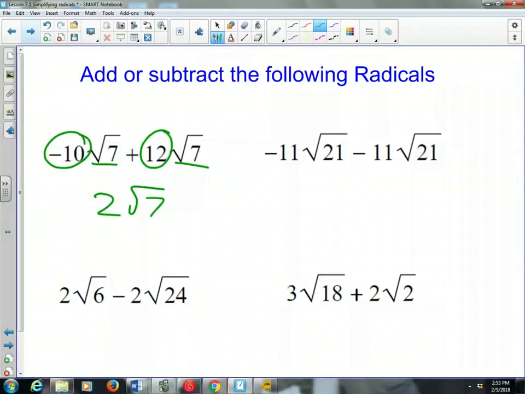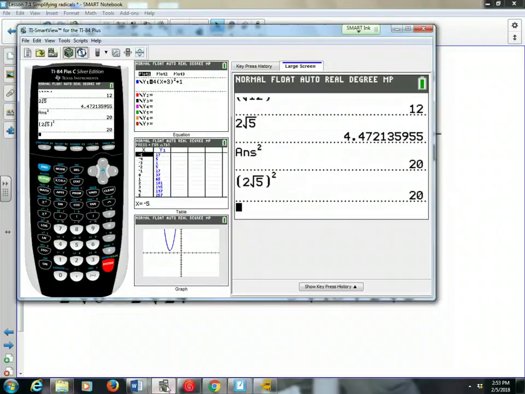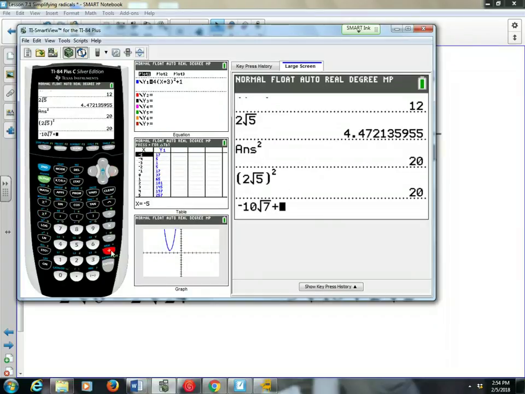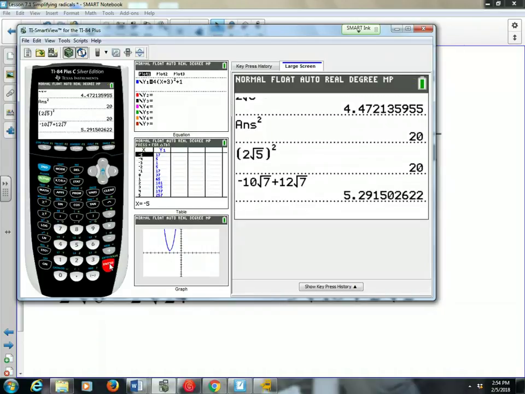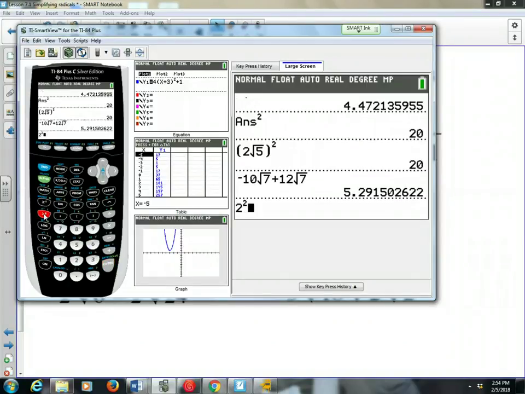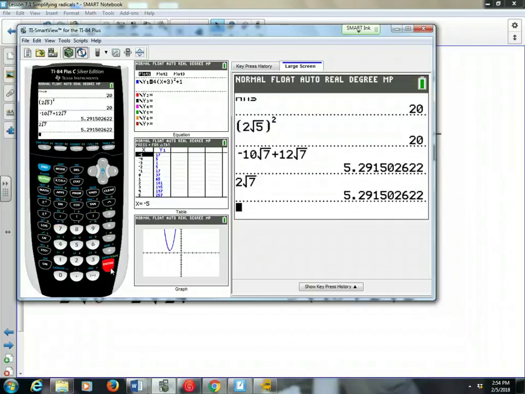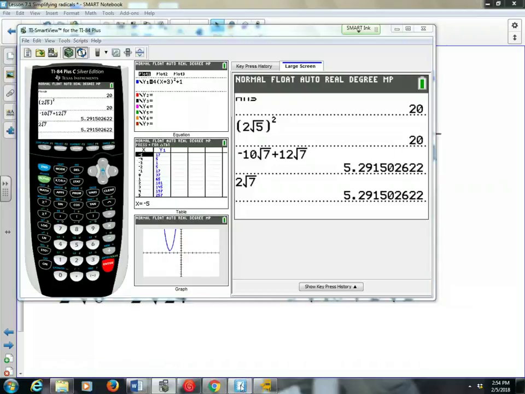2 square root 7. Let me prove to you that in our calculator just one time. A negative 10 root 7 plus 12 root 7. A negative 10 square root 7 plus 12 square root 7 is this number, 5.2915, so on and so forth. And we said that 2 square root 7 is the exact same thing, did we not? 2 square root 7 is the same thing. Bangarang, 5.2915. So, very cool, right? Fun stuff.